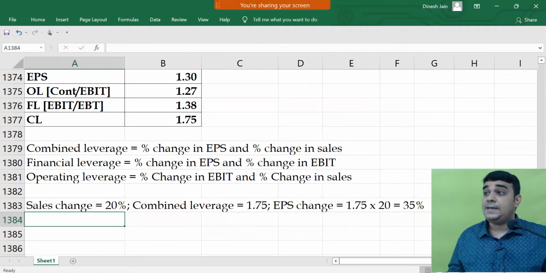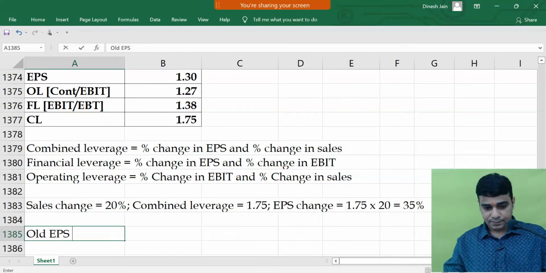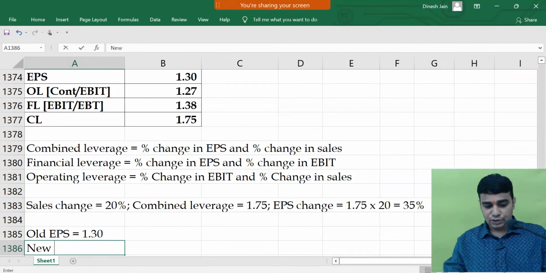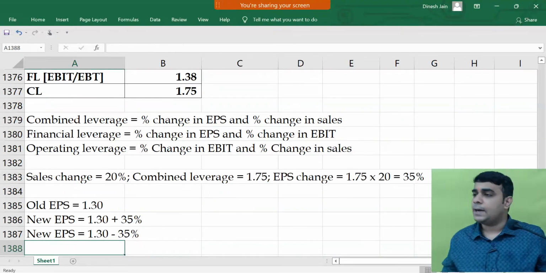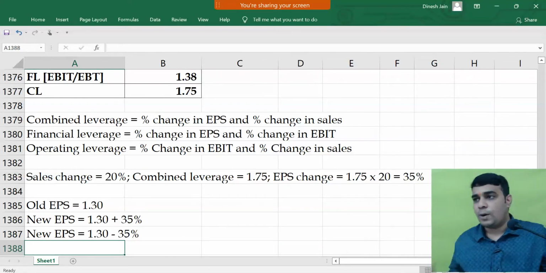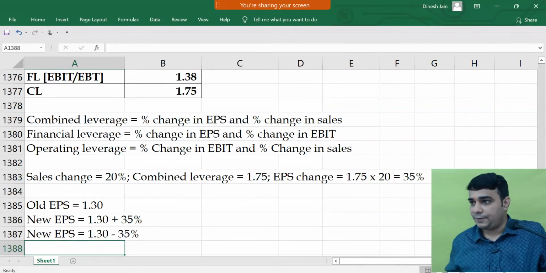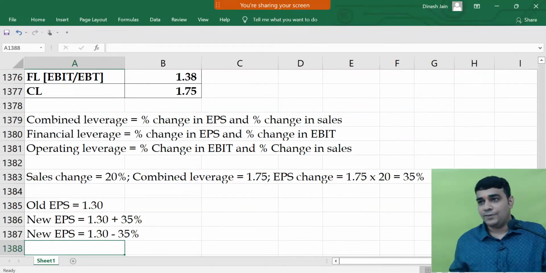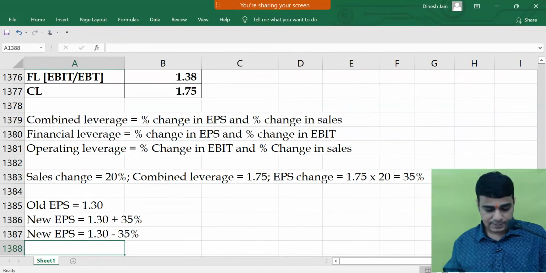The question could have said the EBIT is changing, find the EPS. Then I would have to use financial leverage. So old EPS is 1.3, and new EPS is 1.3 plus 35% and 1.3 minus 35%. One time sales is going up, another time sales is coming down. When sales go up, EPS will go up by 35%. When sales come down, EPS will come down by 35%. Very simple calculation. You have the old EPS that will either go up by 35% or come down by 35%.